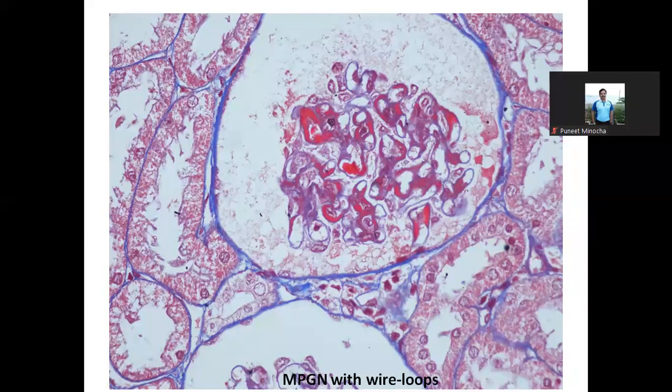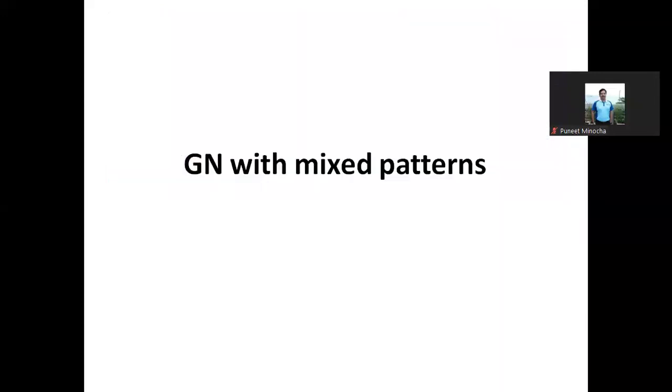However, a similar finding can also be seen in cryoglobulinemia. I just want to highlight that there are certain glomerulonephritides which have a mixed pattern. When I say mixed pattern, that means the glomerulonephritis can have mesangial expansion, mesangial hypercellularity, membrane thickening, duplication, and endocapillary proliferation. Whenever you see a mixed pattern of glomerular injury, there could be segmental sclerosis, membrane thickening, and so on. Only two types of glomerulonephritis can show mixed patterns of glomerular injury. First is IgA nephropathy and second is lupus nephritis.